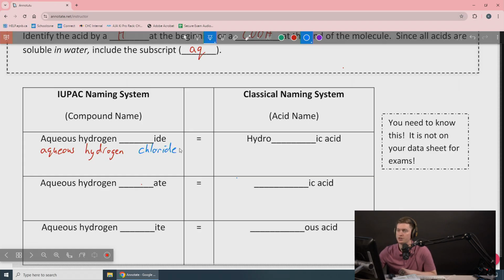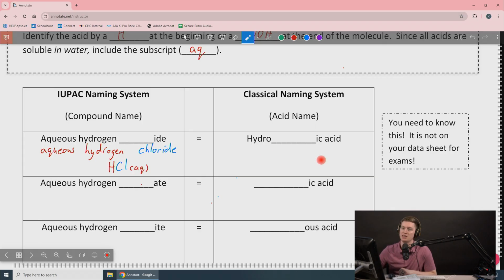Aqueous hydrogen chloride. The formula for this would be our hydrogen and then our chloride anion. And because it's an aqueous solution, we'll put the aqueous state here. This is the compound name, HCl, hydrogen chloride. Put those two together. That's probably a review of something that you have seen before.